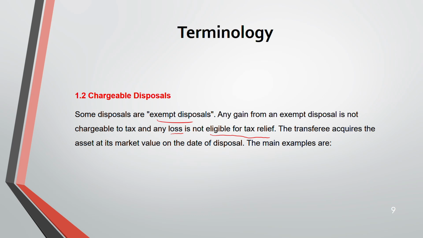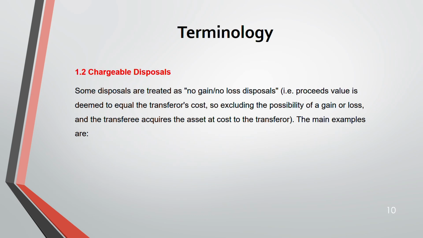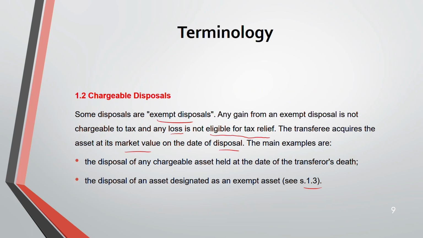Next, the one to whom it is transferred is known as the transferee. The one who is transferring is known as the transferor. So the transferee acquires the asset at its market value on the date of disposal. Main examples: disposal of any chargeable asset held at the date of the transferor's death, and disposal of an asset designated as an exempt asset. This will be covered in section 1.3.